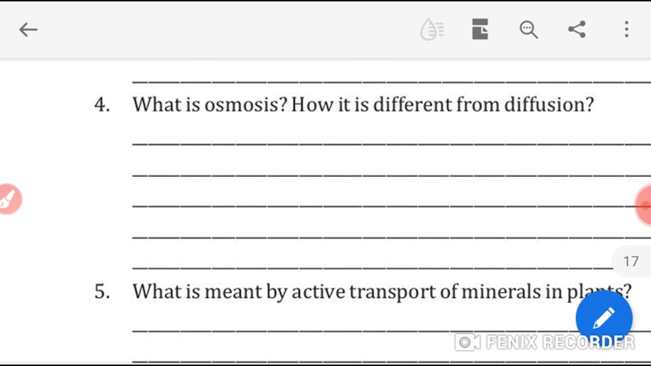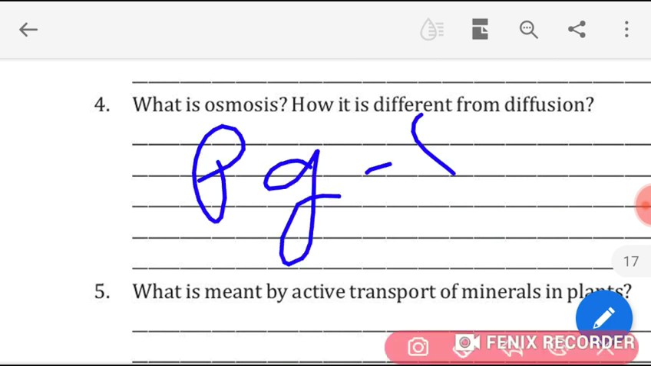Okay, students, now we will start our chapter number 1 of bio with detailed question answers. Question number 4th. Students, question number 4th is what is osmosis? How is it different from diffusion? So, students, write this. You will get this answer on page number 5 and page number 6.